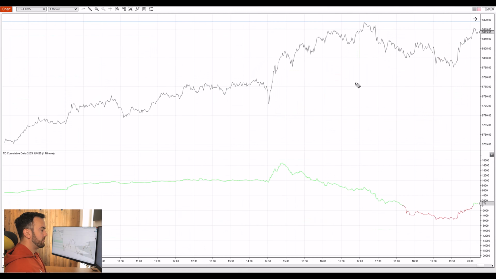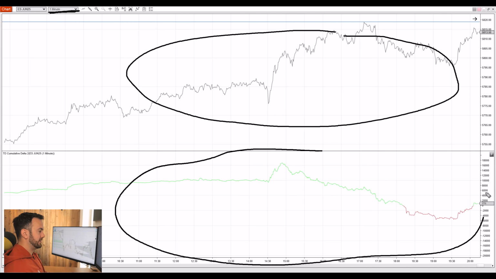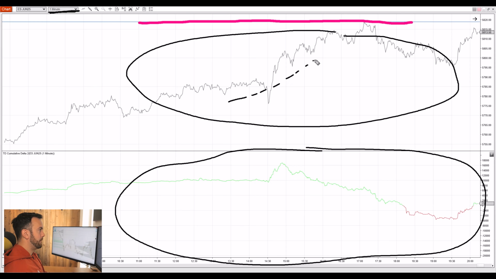So what you have before you are two charts. This one is a 1 minute chart of the ES. And below that, this is the cumulative delta chart. This line is the short level. Right, so what you can see here is the price is approaching that short level.